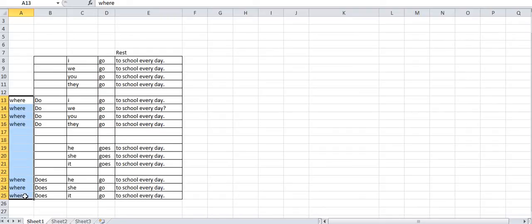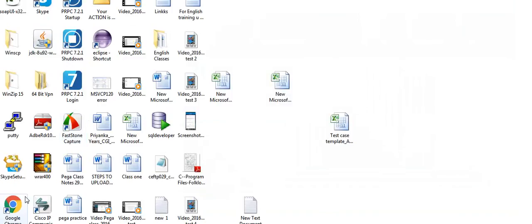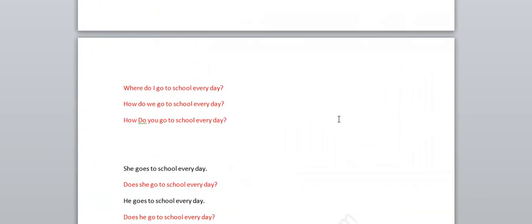Suppose it is used to express general truths or universal truths. Suppose the sun rises in the east. The earth moves round the sun. The sun rises in the east. The sun means it rises in the east. It is a universal truth. The sky is blue. It is a universal truth.